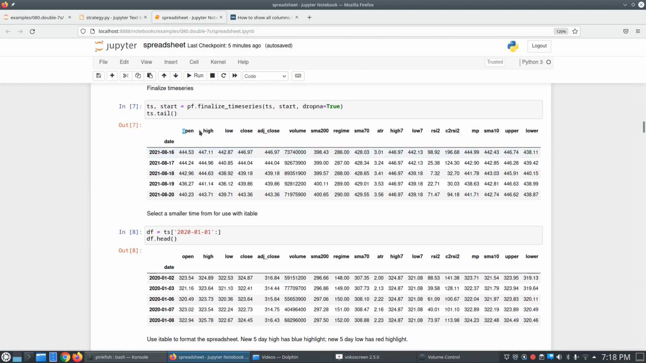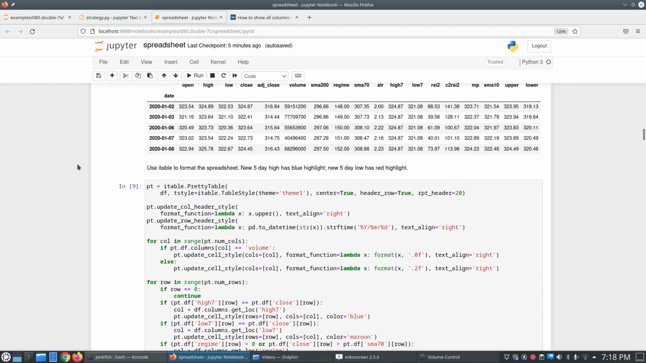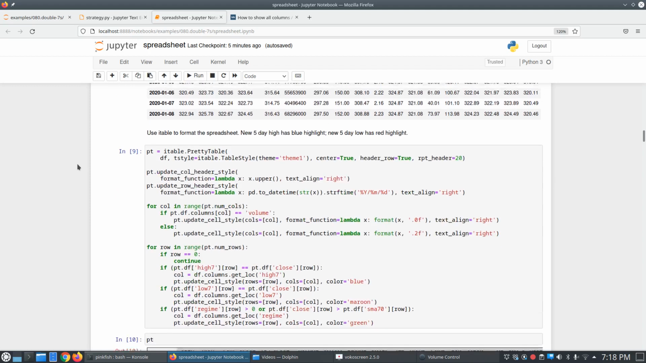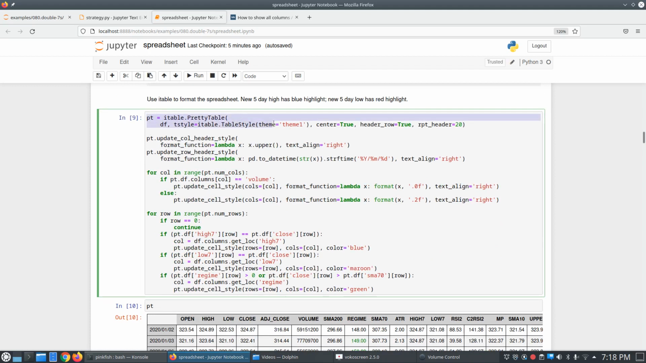Now, you could use this data frame for managing your trading, but it's a little hard on the eyes, just comparing all the numbers like that. So I went searching for an additional library that could help format a data frame, and I found itable. And there's a class in there called Pretty Table. And basically, it takes your data frame and creates a read-only data frame.